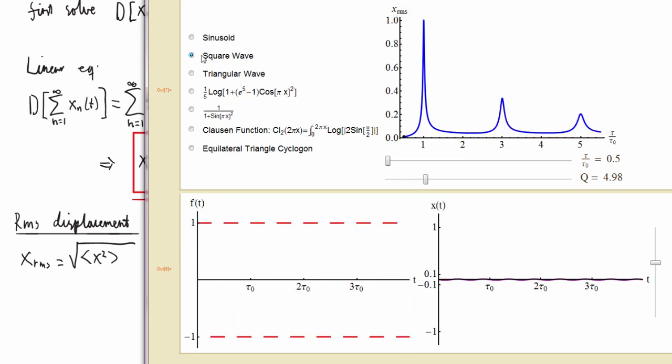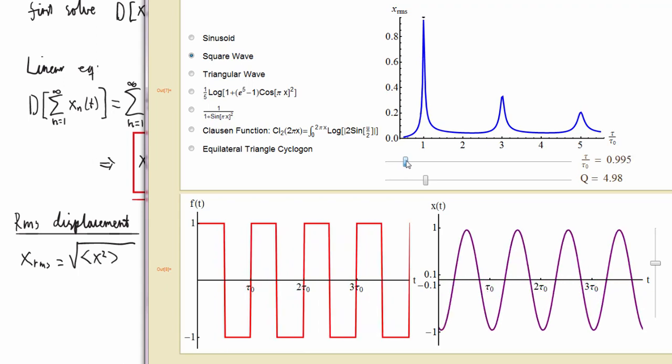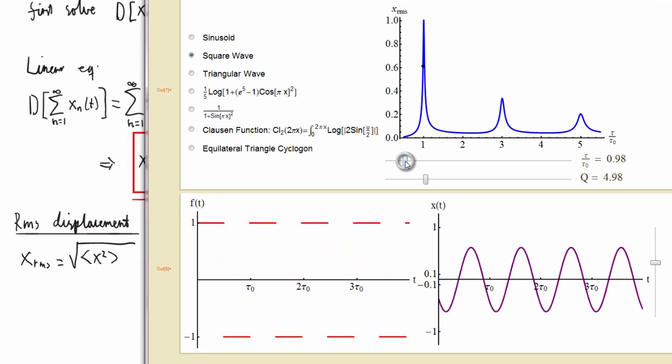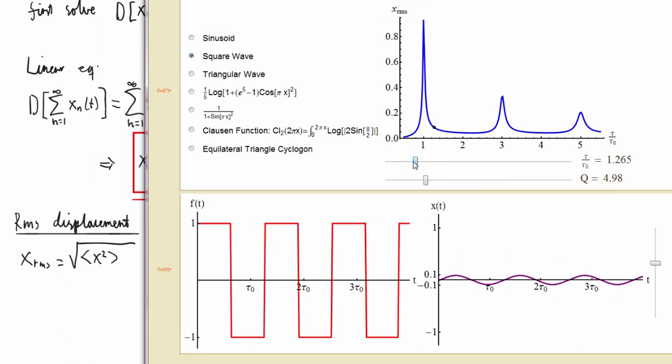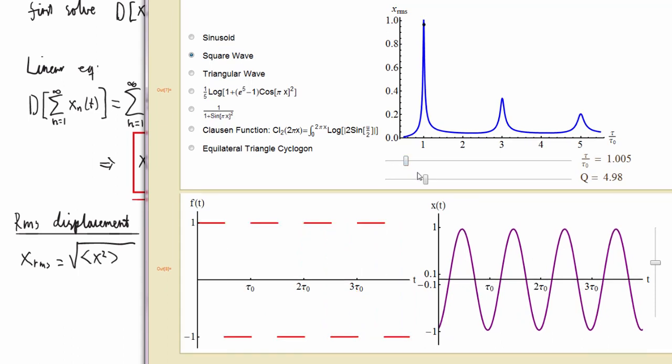Okay, let's pick a square wave. This is a square wave, right? So we can see there's a small response here at this particular frequency. We have a high frequency, a small period. And I'm going to now increase that period so that it matches, as close as I can, the natural period of the oscillator. And then we get a large response here, but it's sinusoidal, right? But it's at the same frequency as the oscillator.